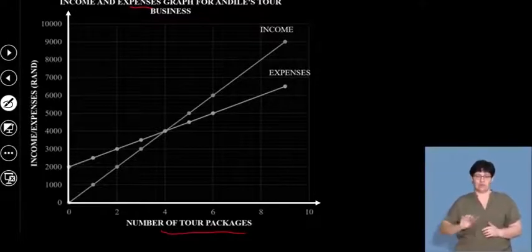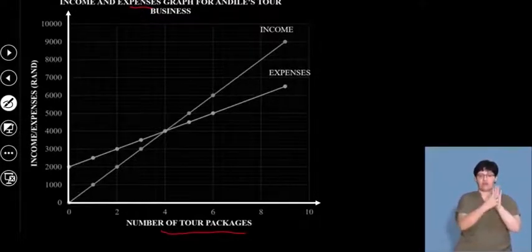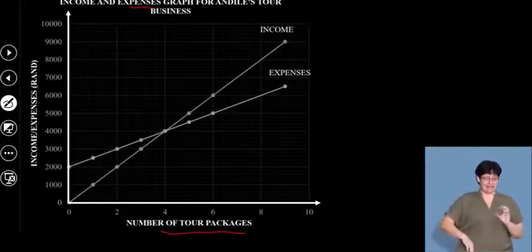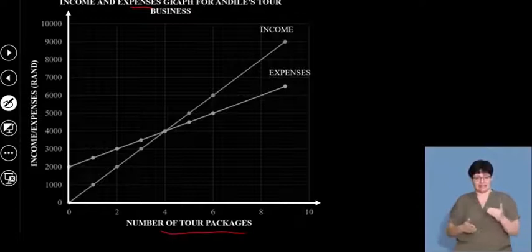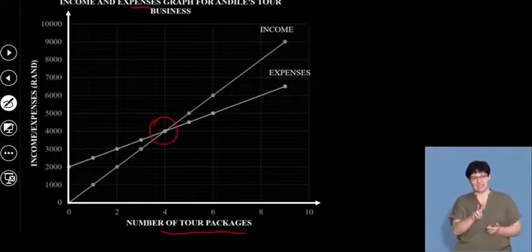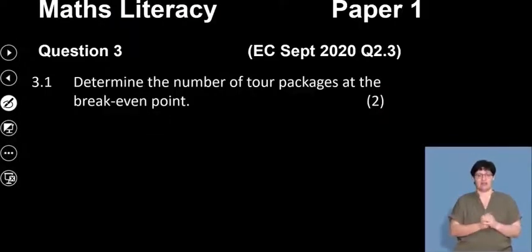And then we can see we've got 2 different graphs. So we've got our income graph, starts at 0, ends at about 9,000, and our expenses starts at 2,000 and ends somewhere at about 6,500. So that's analyzing the graph. We can see that this is the point of break even. I'm sure they're going to ask us that.